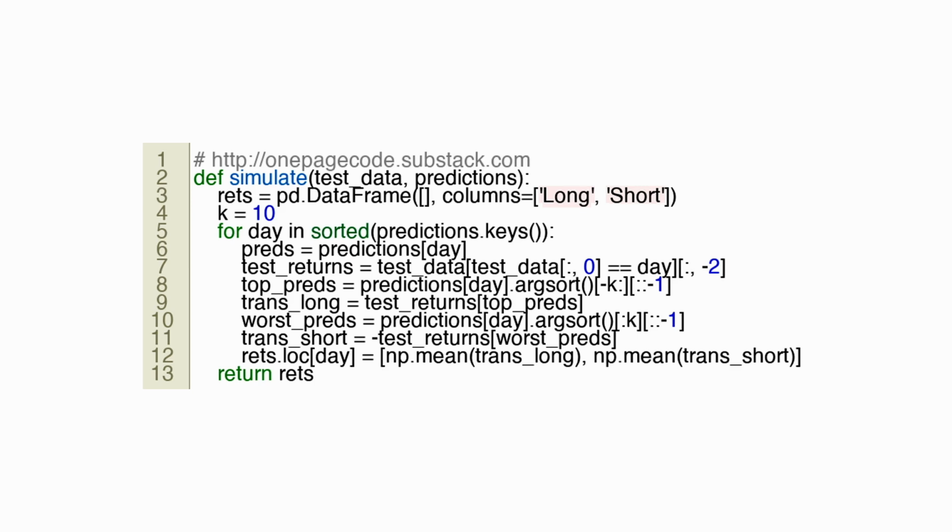The ninth line calculates the returns for the long positions by using the indices of the top predictions and selecting the corresponding returns from the test returns array. These returns are assigned to the variable translong. The 10th line does the same as line 9, but for the worst predictions. The returns are multiplied by -1 to represent a short position and are assigned to the variable transshort. The 11th line inserts a new row into the rets data frame with the values of the mean of the translong and transshort arrays for the current day. The 12th line returns the rets data frame as the output of the simulate function.